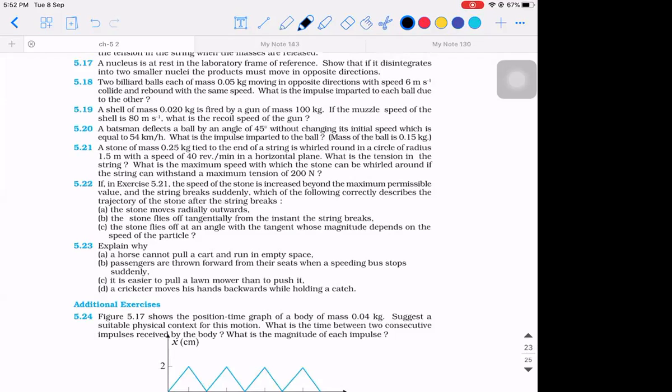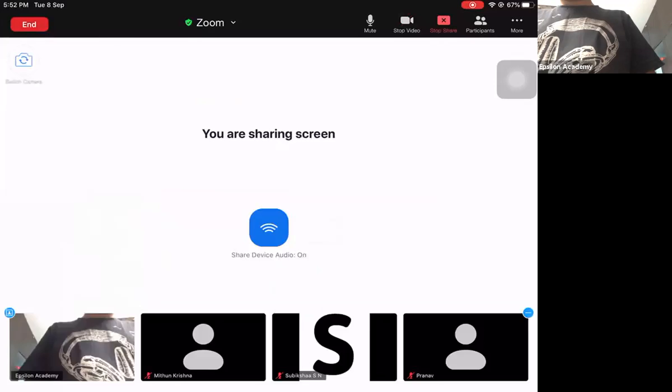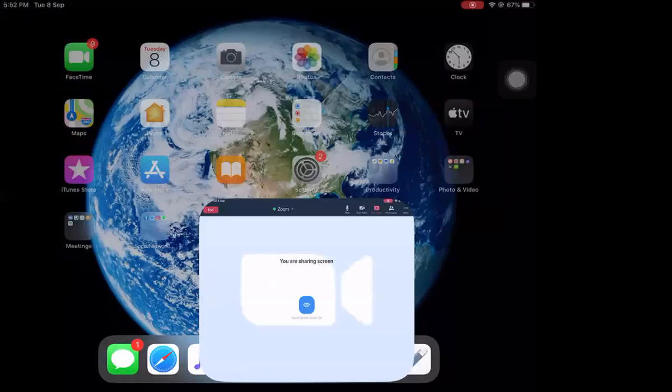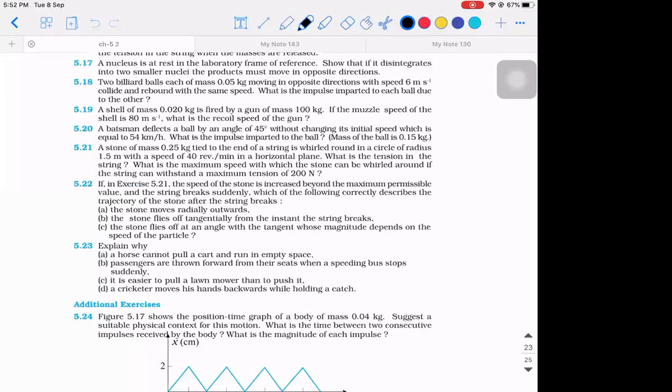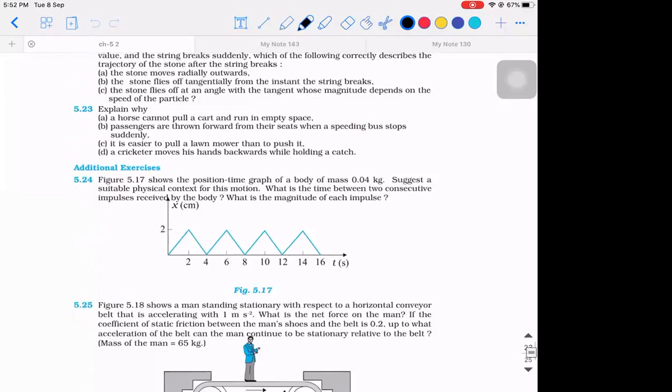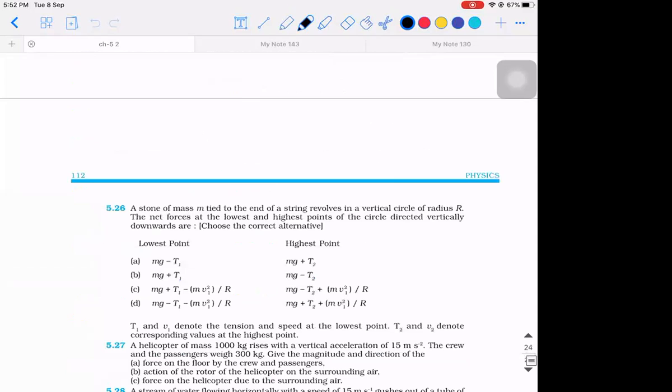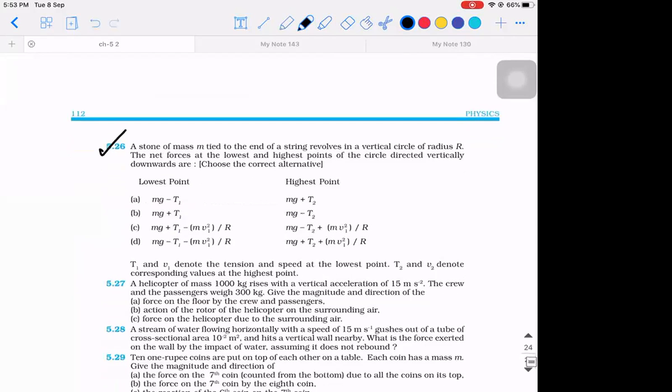Okay. Is there any other doubt from today's class? Yes, sir, there is a doubt about tension. Yeah, tell me. There was a question in this, I think 5.26, sir. The highest point and lowest point. Here I had a doubt in the highest point on how tension will act.